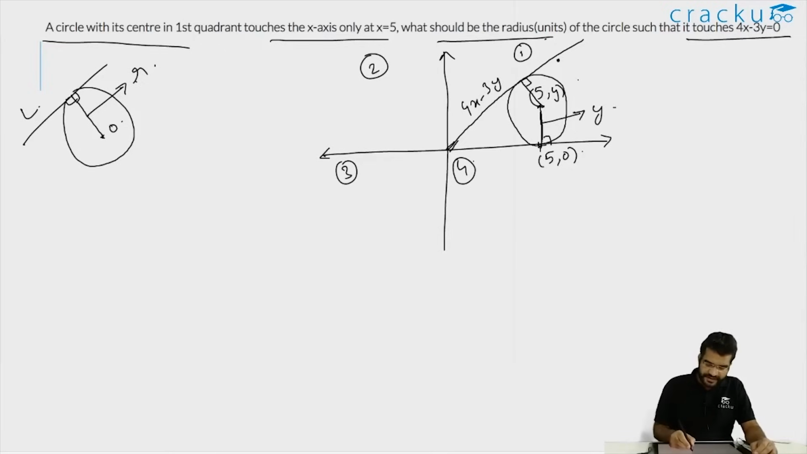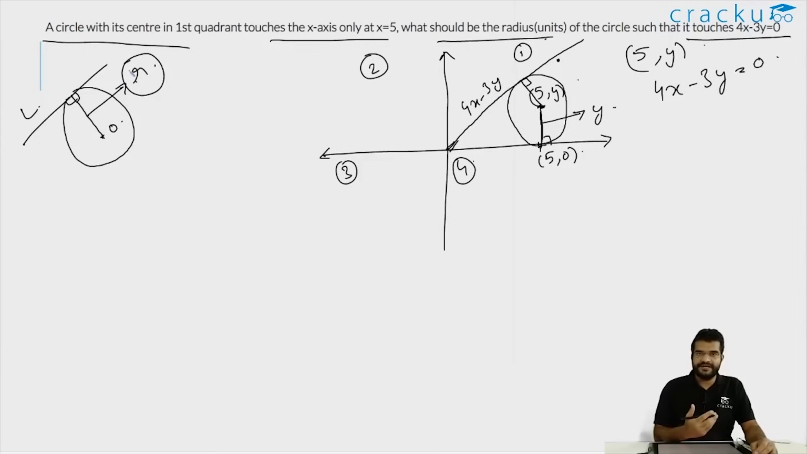So, what we will do over here is from the point (5, y), we will calculate the distance. By distance, we just mean the length of the perpendicular from this point to the line 4x minus 3y equal to 0. Once you get that length, we have to equate it to the radius of the circle. Only in that case will the given line be a tangent. So, we will first calculate the perpendicular distance of the line from the point, and then equate it to the radius.